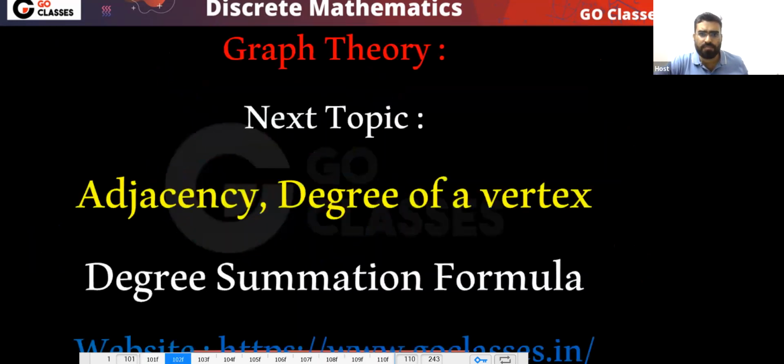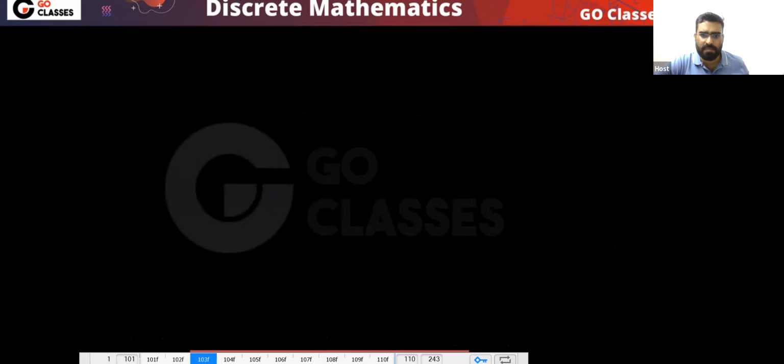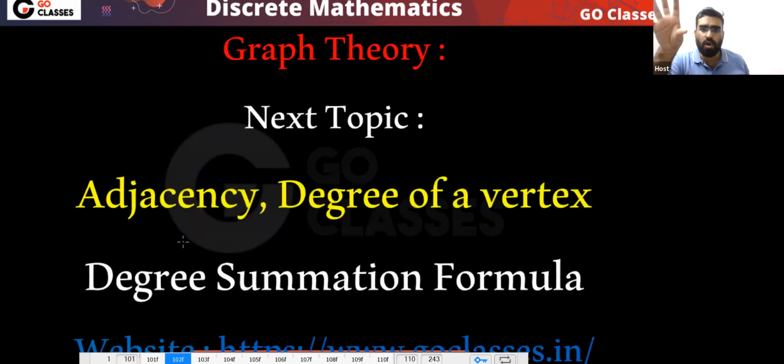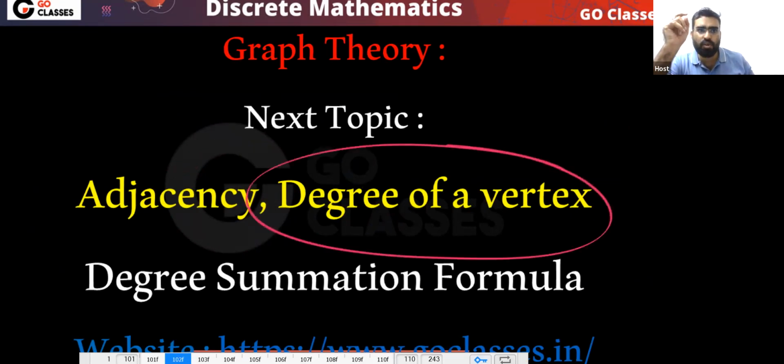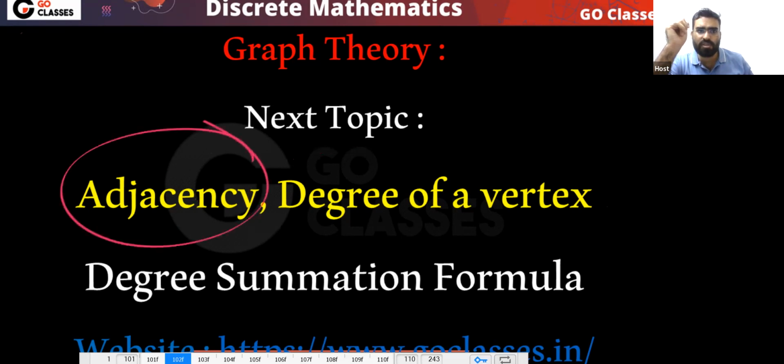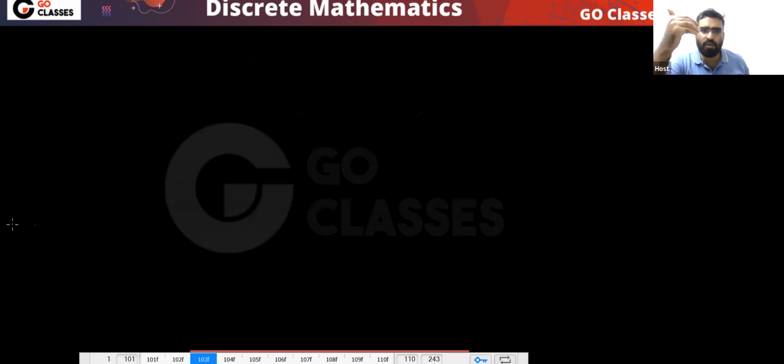Now let's move on. The next concept is adjacency and degree of a vertex. What is the concept of adjacency? The concept is actually very simple. Remember, we are discussing only simple graphs. All the concepts that we are learning, such as the degree of a vertex, we are learning for simple graphs. Always remember this. So let's assume you have a simple graph.